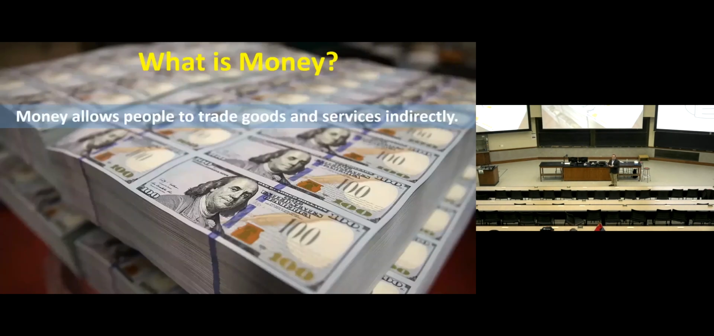And it's all about money. First, I wanted to give a definition of money. If you search on Google, you will find lots of definitions, but I would like to use this one: money allows people to trade goods and services indirectly. So it's just a tool to trade objects and services.